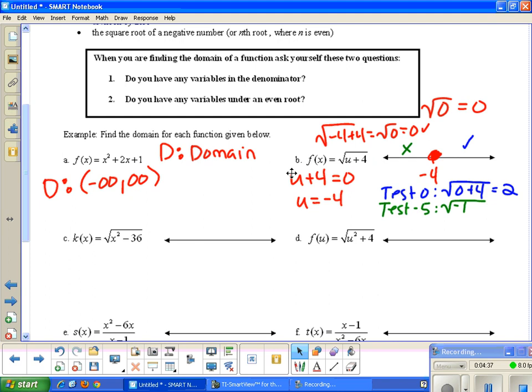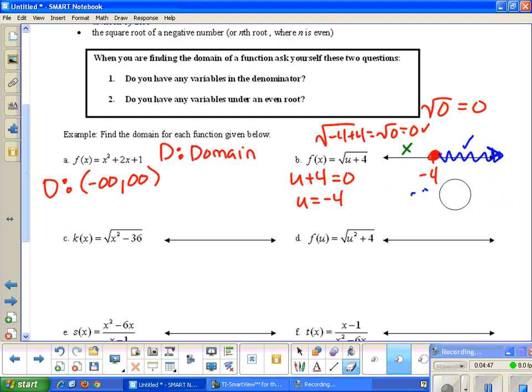So when I'm doing my number line, I'm going to shade my number line to the right. And that's going to help me find my domain now. So I'm going to go ahead and erase this so I can have room to write. So that means starting at, including, negative 4, sorry, not 4, but negative 4, I have from negative 4 to infinity. This is the domain of this function.